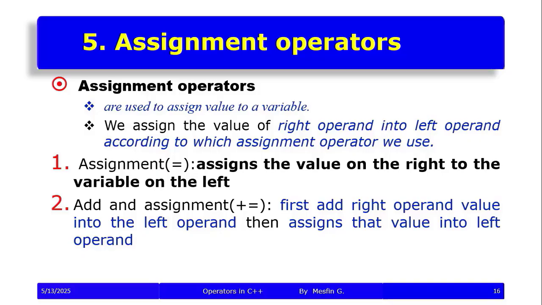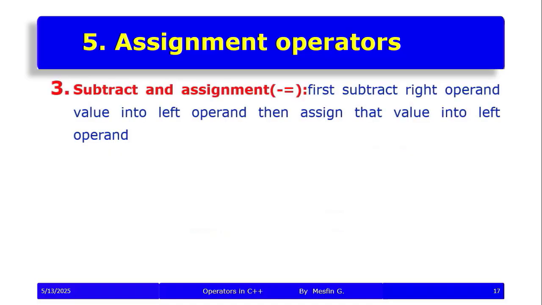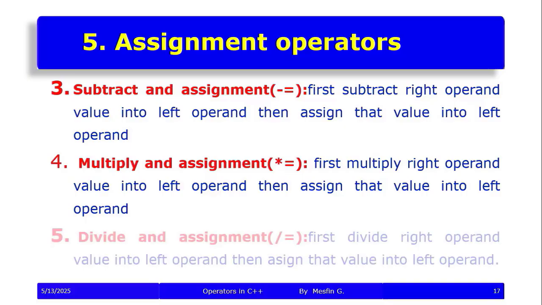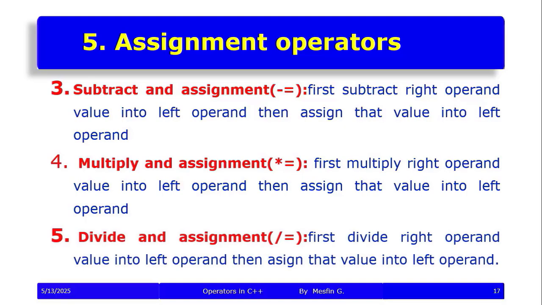So add and assignment: first add the right operand value to the left operand, then assign that value to the left operand. The next one is subtract and assignment: first subtract the right operand value from the left operand, then assign that value to the left operand. Multiply and assignment: first multiply the left operand by the right operand value, then assign that value to the left operand. And the last one is divide and assignment: first divide the left operand by the right operand value, then assign that value to the left operand.